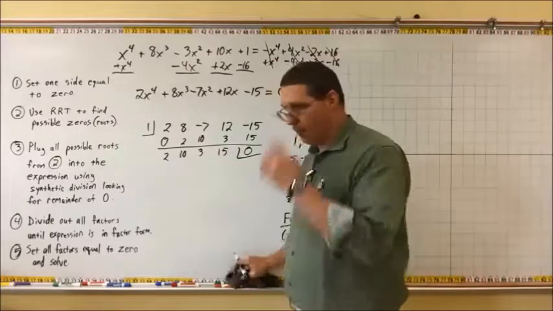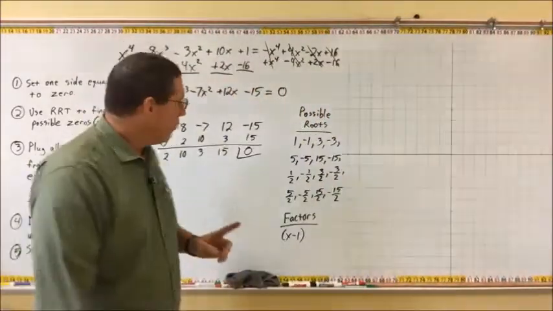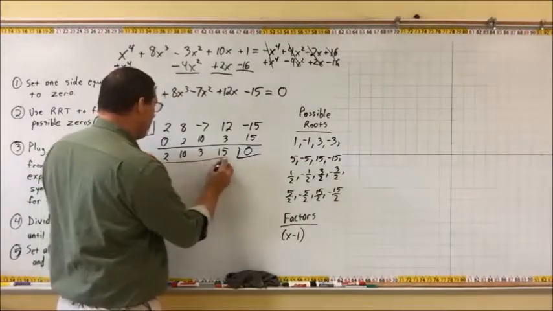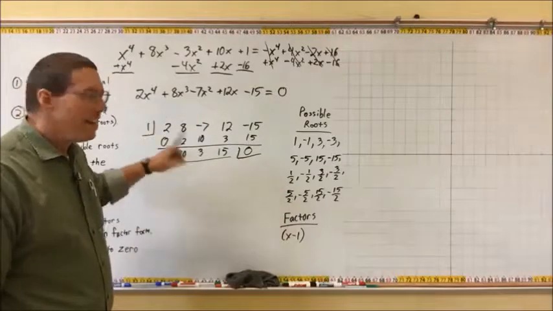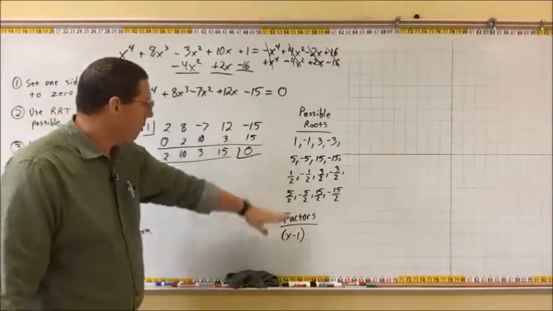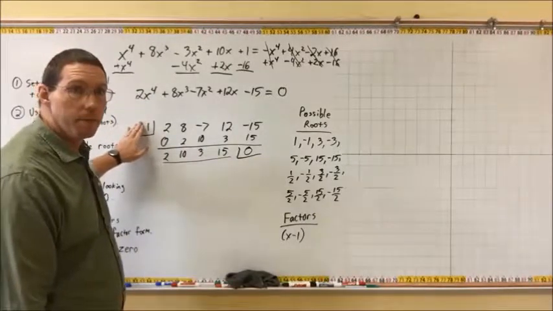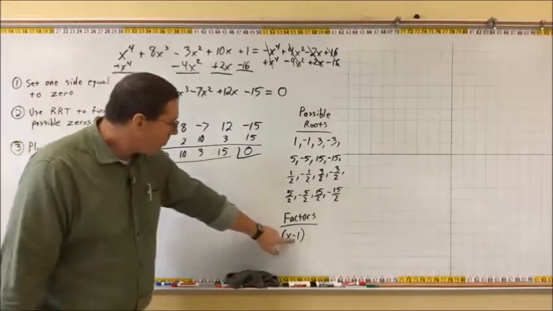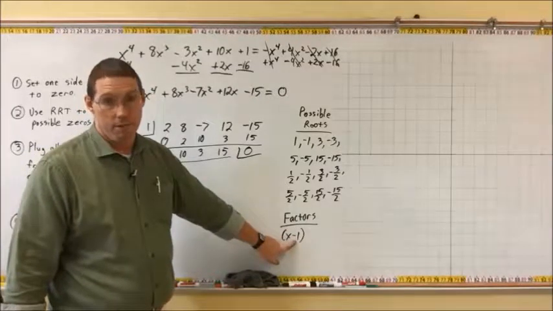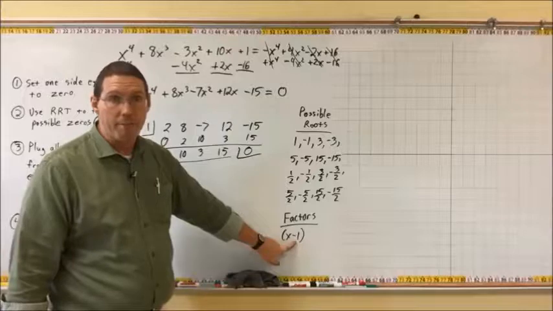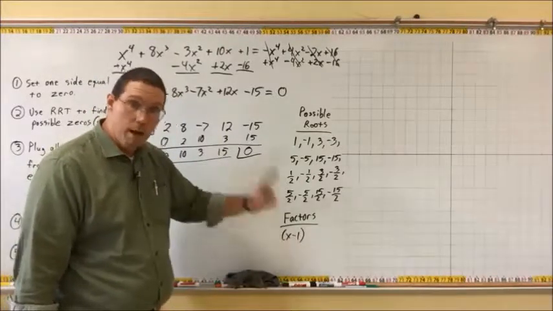Now, here's the cool thing, folks. You gotta get this. Do you see these numbers down here, 2, 10, 3, and 15? That's what we would get if we divided this polynomial by x minus 1. And we did just divide it by x minus 1. Think about it. What number would you put in the half box if you were dividing by x minus 1 in synthetic division? What number would you put in the half box? You would put a positive 1, right? The opposite of this, minus 1, positive 1.